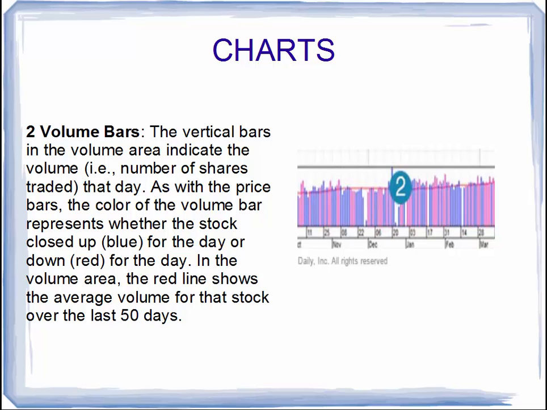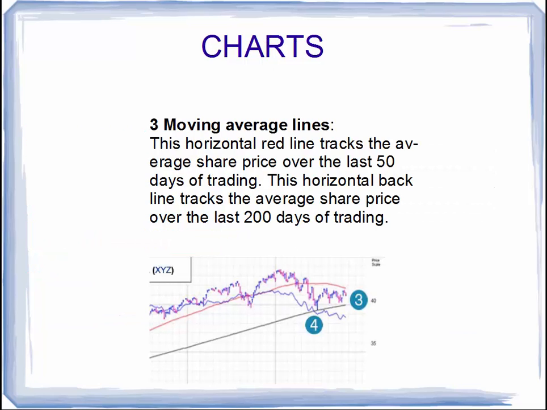Second thing we're going to look at on a chart is volume bars. Basically work about the same. Red is a down day, blue is a higher volume day, and then the little red line is your 50-day moving average from the past. So this shows you the number of shares, whether it's being accumulated or distributed by where it's landing in there.